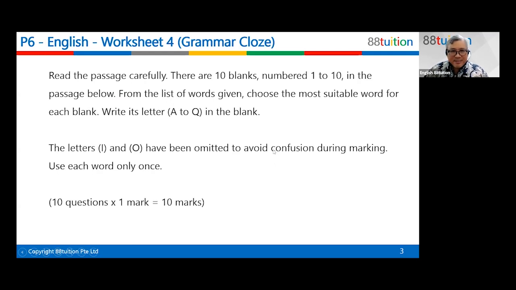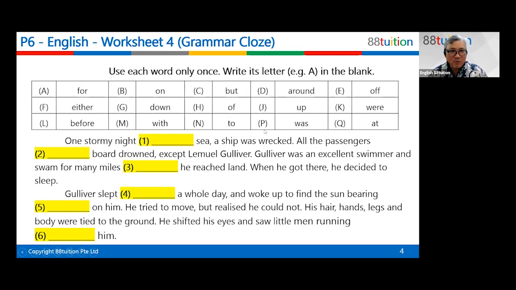So there are 10 blanks and then 10 marks, of course, right? And how many options are there? A to Q. I think there are 15, not mistaken. Oh, no, more than that. Yeah, there are 15. 1, 2, 3, 4, 5. 5 and 3, 15. That's right.